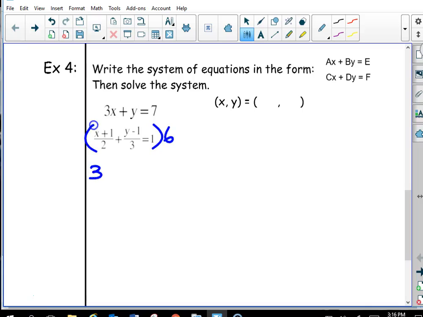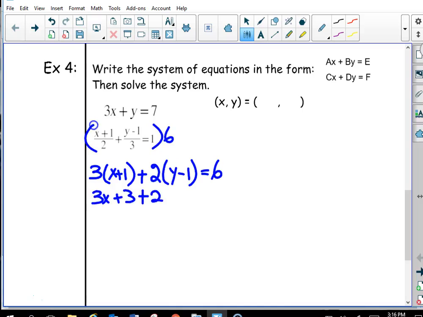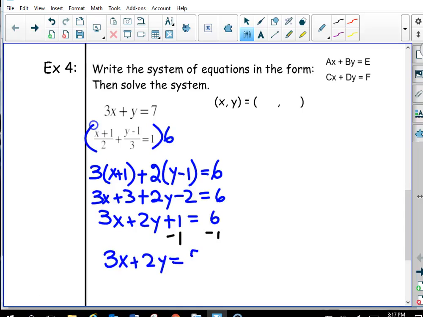2 goes into 6 3 times. That leaves us 3x plus 1. Definitely want to hang on to those parentheses. 3 goes into 6 twice, so we get 2 times y minus 1 equals 1 times 6, which is 6. The most common error on these problems is forgetting to multiply the constant, the thing on the other side. All right, now I've got some algebra to do. I'm going to put that 3 and negative 2 together. And I get the equation 3x plus 2y equals 5.